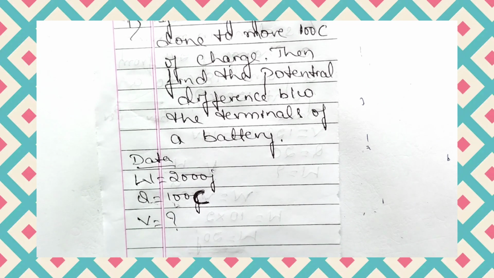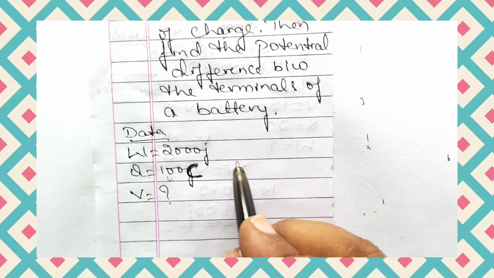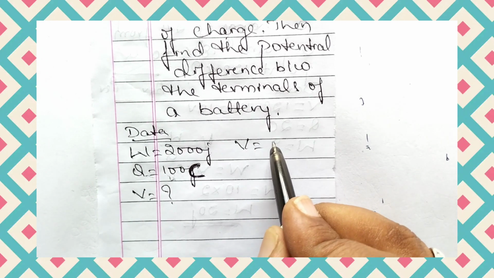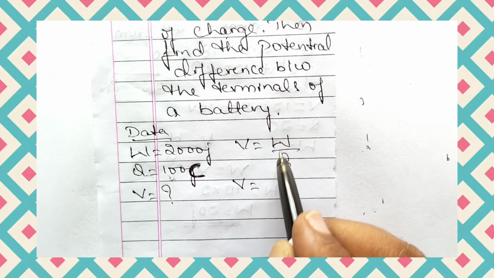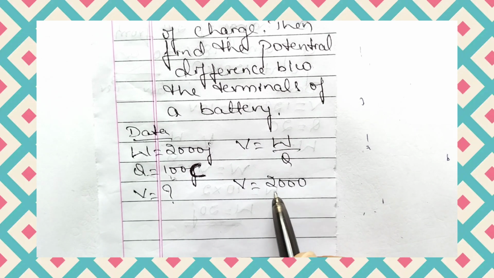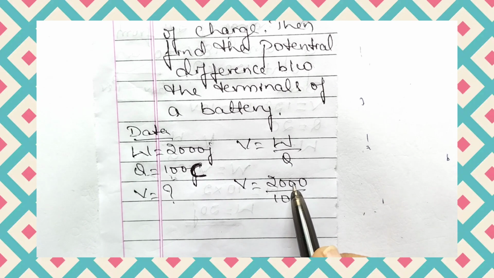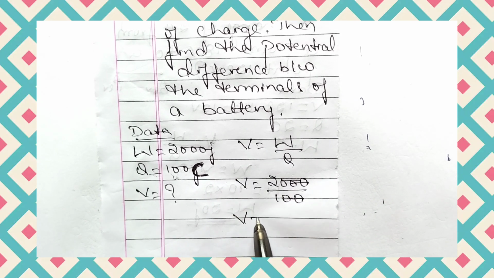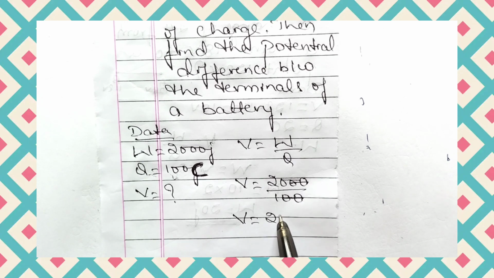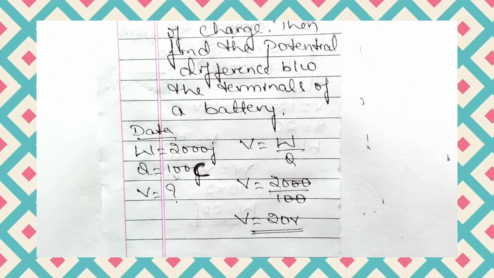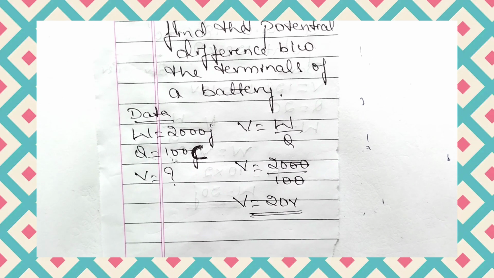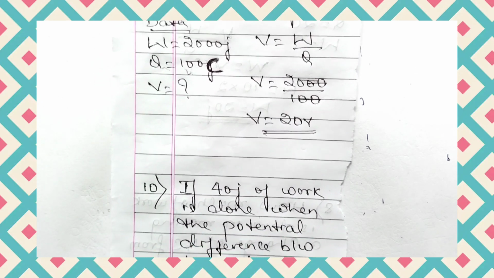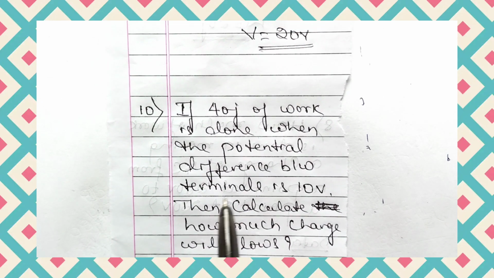Now we have to calculate the potential difference. V is equal to question mark. What is the relation between these three? V is equal to W by Q. V is equal to work done 2000 divided by charge 100. So 20 get cancelled. So voltage V is equal to 20 volts. So potential difference is equal to 20 volts. So like this we have to find out the potential difference between the terminals of a battery.